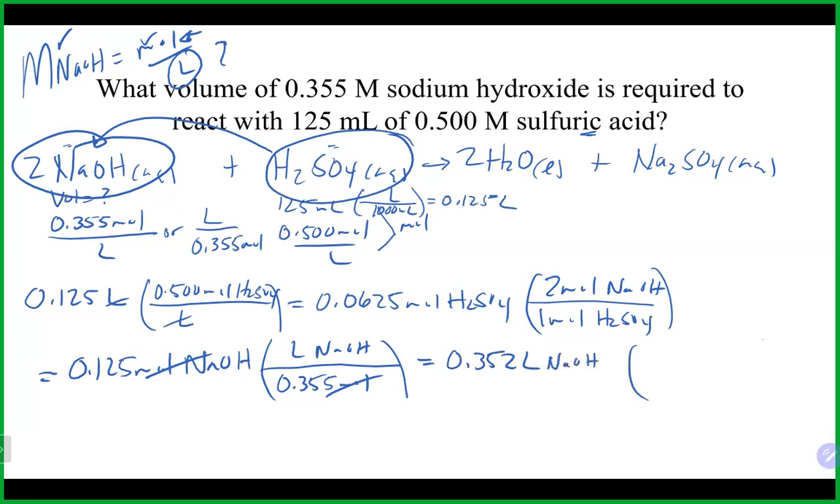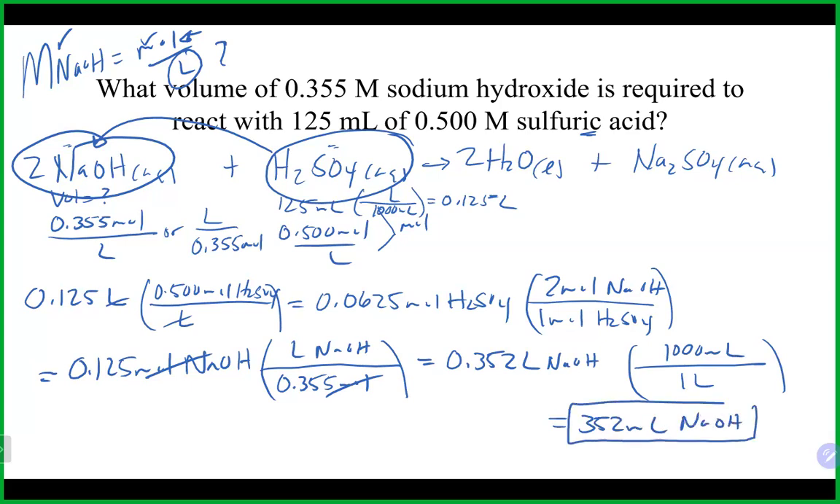Once again, we could convert that to milliliters if we wanted to by multiplying by 1,000. That gets us 352 milliliters of sodium hydroxide. Once again, in this question, they didn't really specify the units, so you could leave it in liters or milliliters. Any questions on that one there?